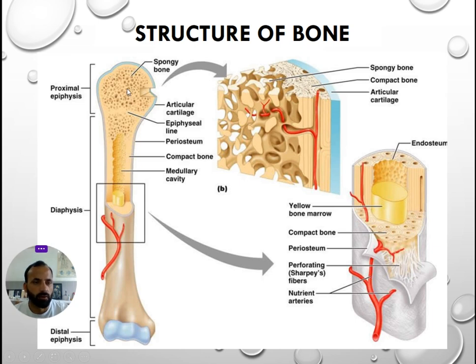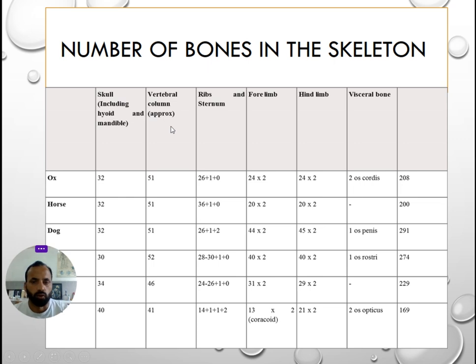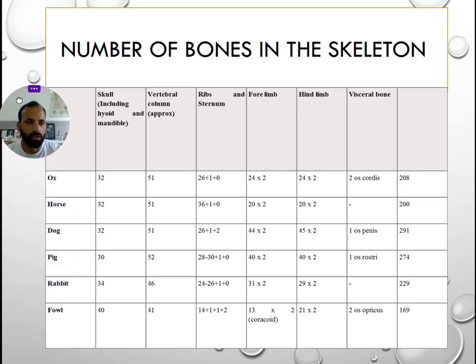Plus, when you go to the histological differences, you will have the Haversian system in the compact bone, but this Haversian system is absent in the spongy bone. You will have the Volkmann's canals in the compact bone. So these are some of the differences you can see between the compact bone present in the middle part, the diaphysis, and the spongy bone present in the proximal part. For these seven species, you can now look at the number of bones in the different species.